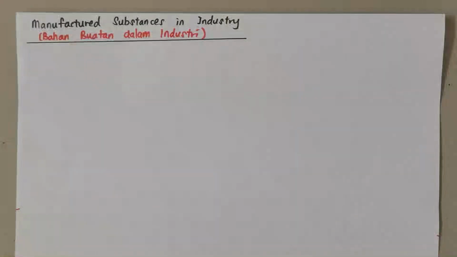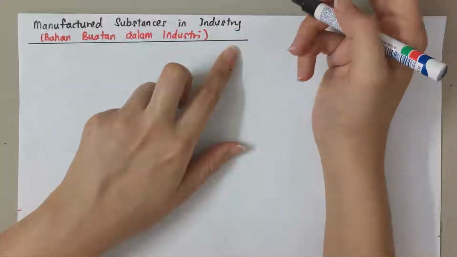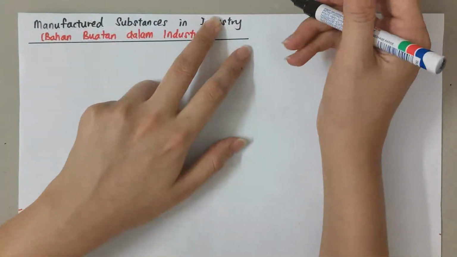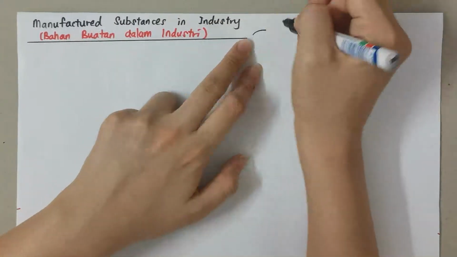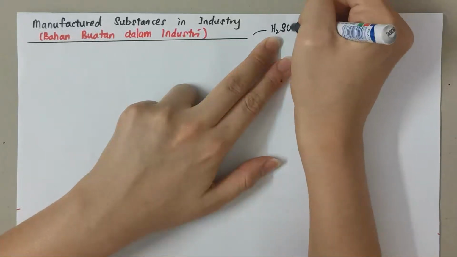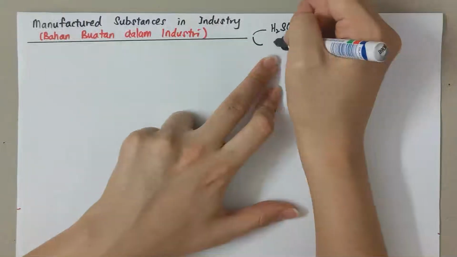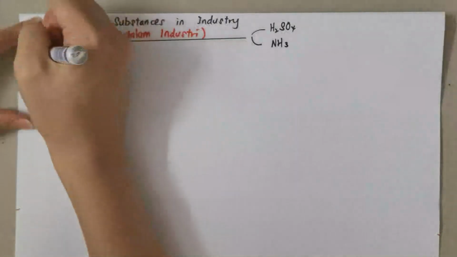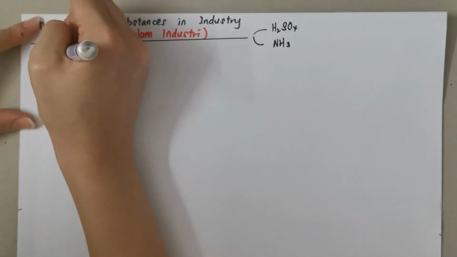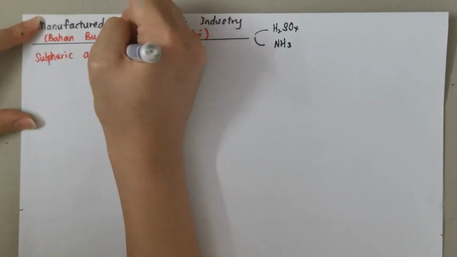We will enter a new chapter called Manufactured Substances in Industry, bahan buatan dalam industri. For this chapter, you will only learn two manufactured substances. Kita hanya belajar dua bahan buatan, which are sulfuric acid, asid sulfurik, and ammonia, NH3. So now we learn the manufacture of sulfuric acid first.